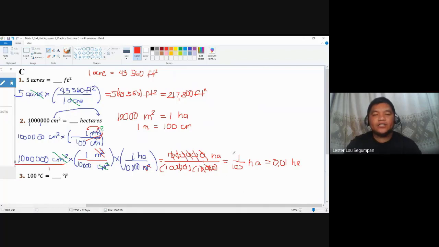Again, differentiate item number 1 and number 2, and you will know that in item number 1, there is a direct relationship between acres and square feet. So that's easier than number 2, where there is no direct relationship between square centimeters and hectares. We use two conversion factors, and we use the squaring of one of the two to come up with this conversion.